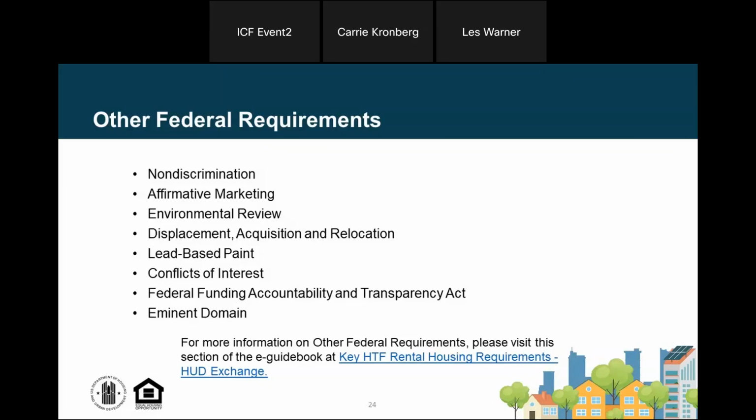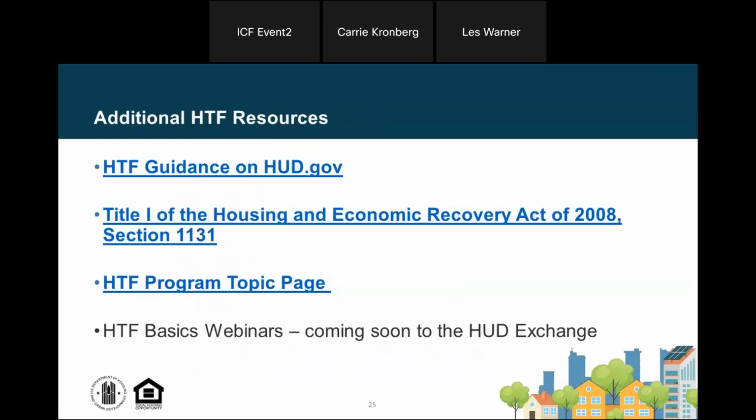So I will just mention in the guide itself, the e-guide, there is a section that walks you through those other federal requirements, and I would recommend that you take a look at that for a more detailed listing on that. So for the Housing Trust Fund program, the resources that are available for this, there is a Housing Trust Fund guidance that's on HUD.gov.